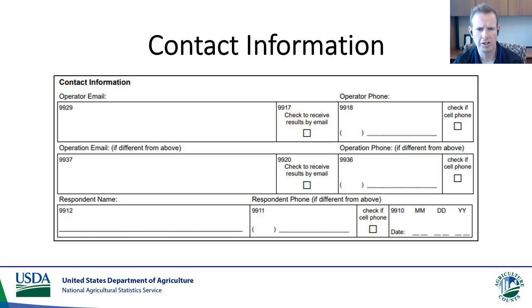Record the name of the person you talked to and their phone number if different than the operation phone number on the label. It's helpful to know if the phone number is a cell phone, and if so, please check the box indicating it's a cell phone.